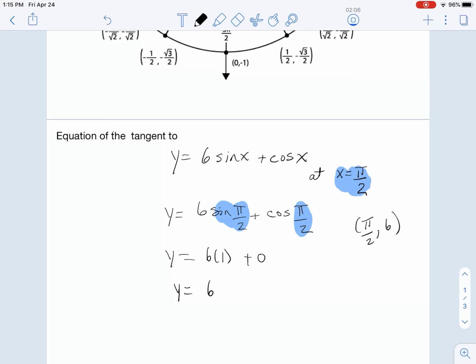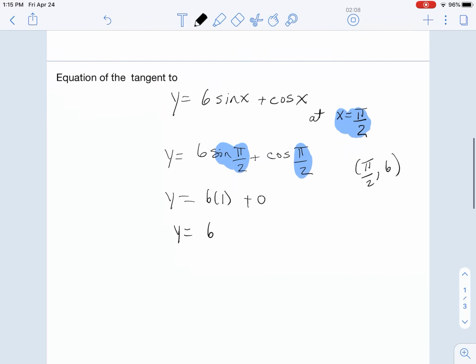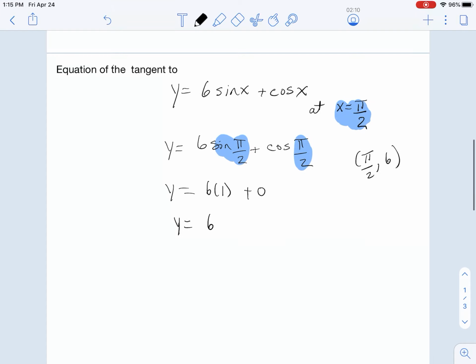You can also make that calculation on your calculator. Personally, I think this circle will be the better way to go. And then it's exactly the same process. We're going to take the derivative of that function. So we got our trig there. So derivative of 6 sine x is going to be 6 cos x. And derivative of cos x is going to be minus sine x.